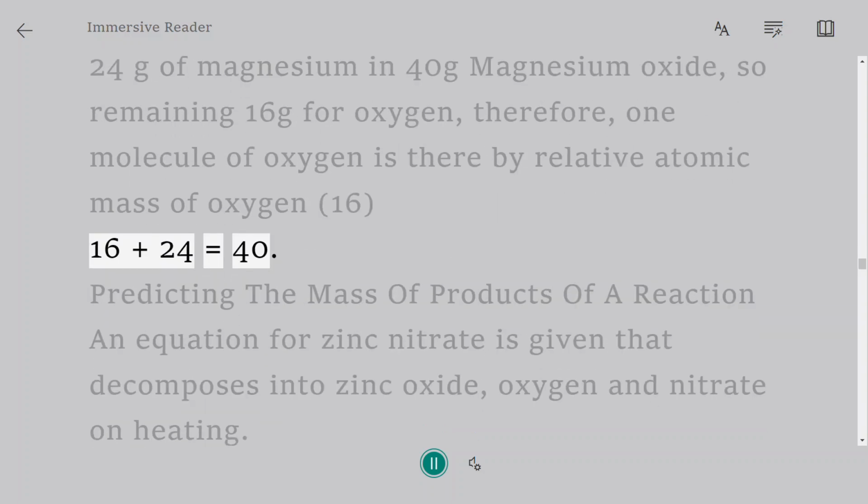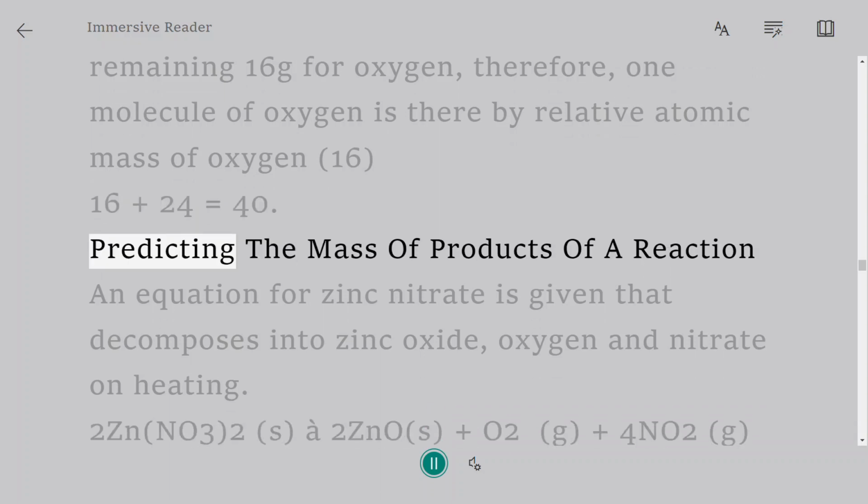16 plus 24 is equal to 40. Predicting the mass of products of a reaction.